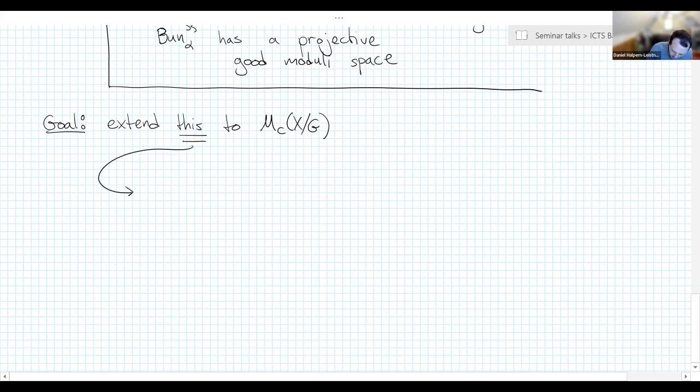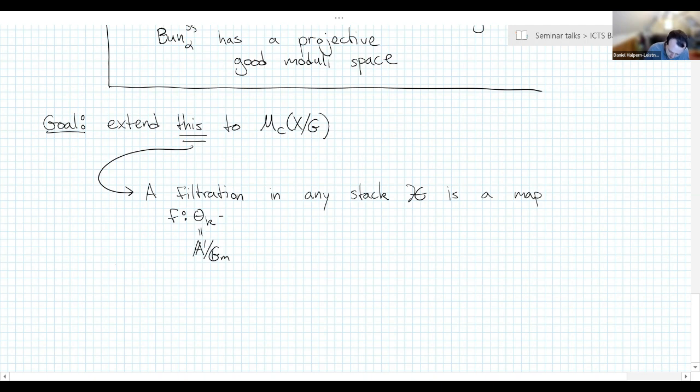Well, a filtration in any stack X is a map, you think of this as a definition. So I have this little stack A^1 mod G_m to X, and you see this is a filtration.